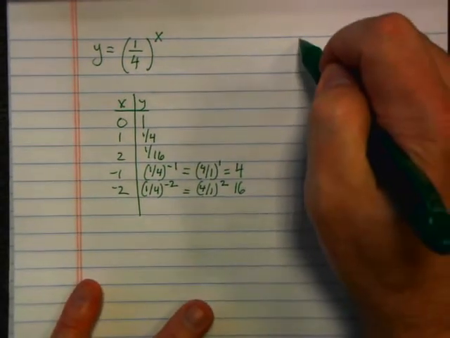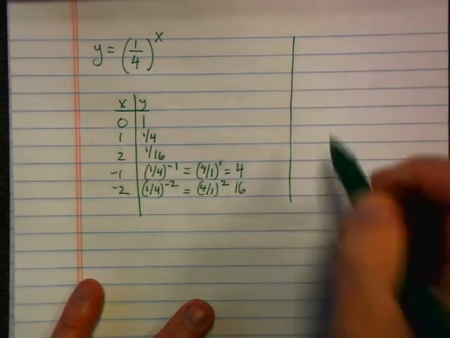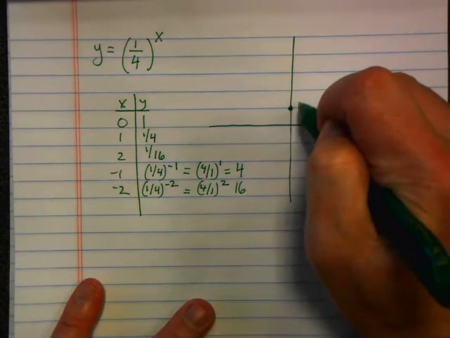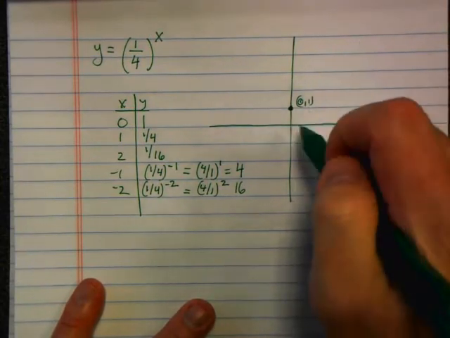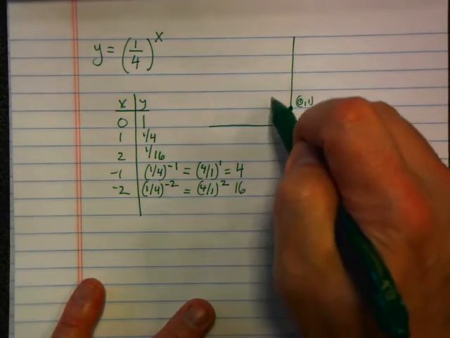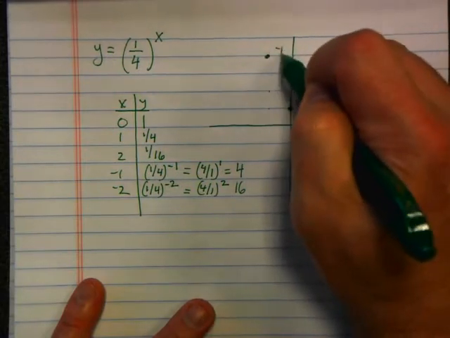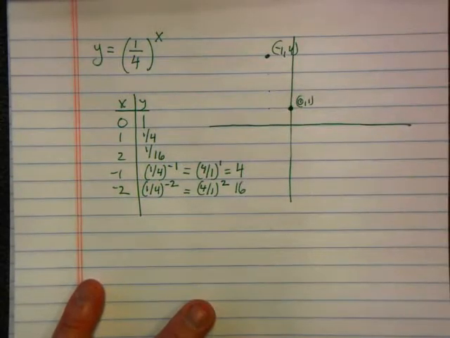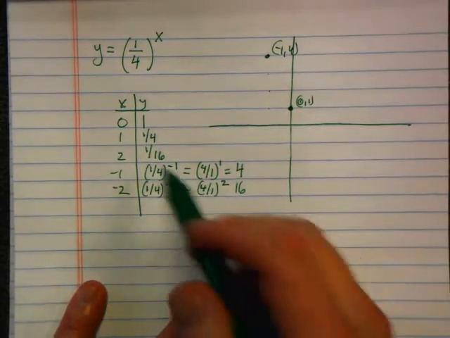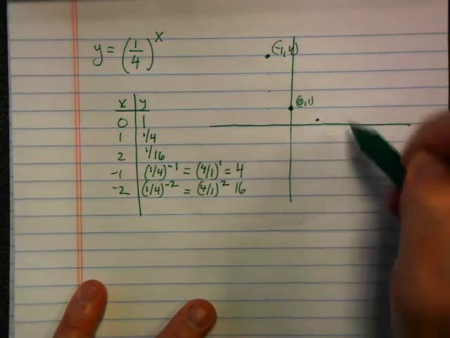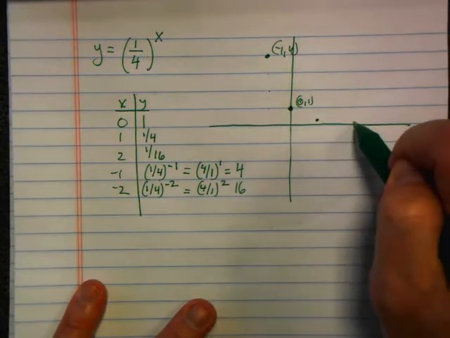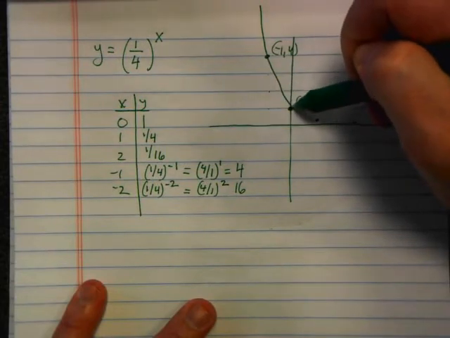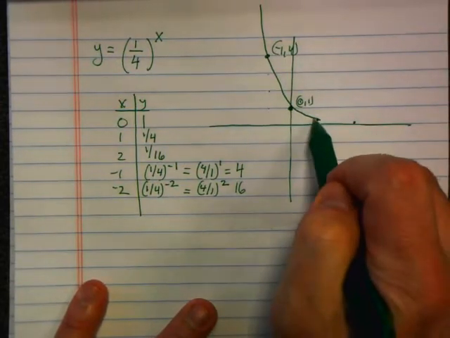All right, so our picture would look like this. We have 0, 1. We have -1, 4. We have -2, 16. That's way up off the top of the paper already. We have 1, 1/4. We have 2, 1/16. The graph is going to look like so. It's going to be exponential decay.